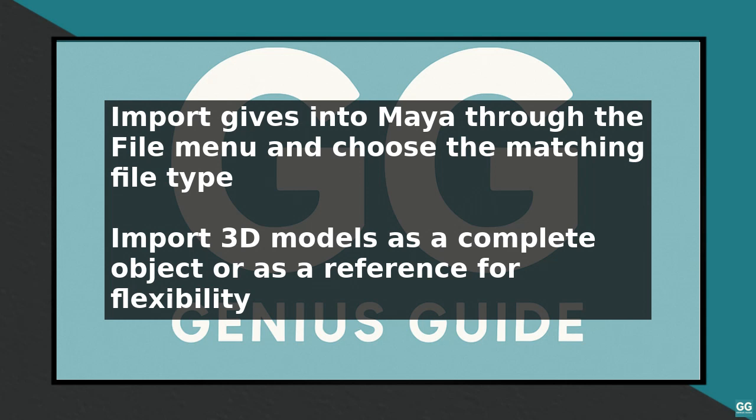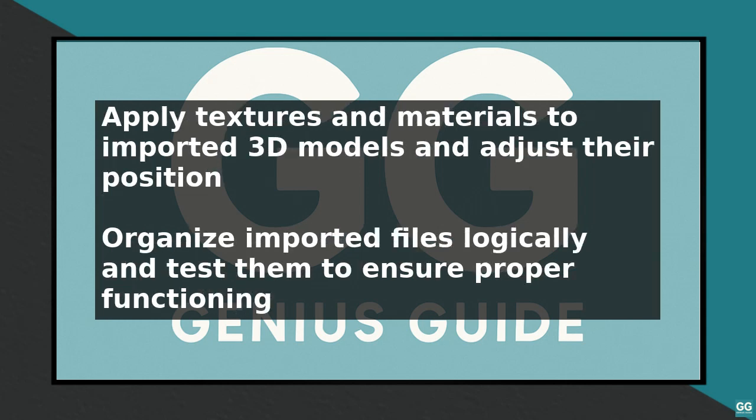Then, in Maya, go to the File menu and select Import. Choose the file type that matches your animation data and select the file you want to import. After importing the GIFs, you can adjust their position, scale, and rotation to fit your scene. You can also apply textures and materials to the imported 3D models.